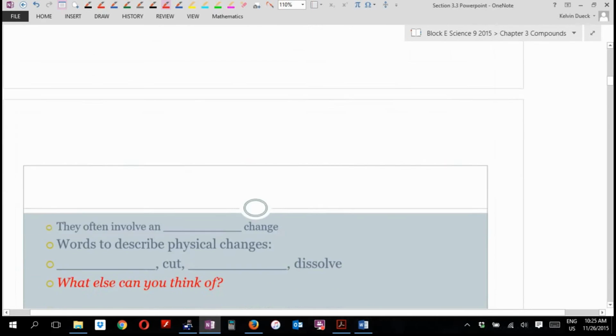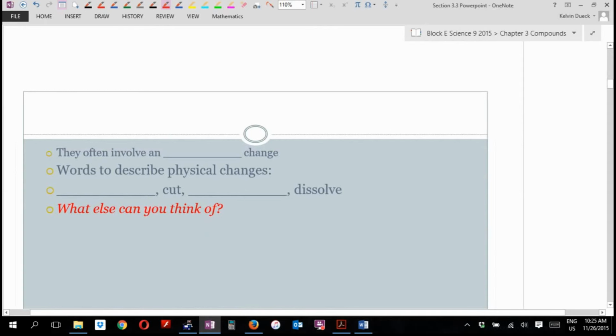Words, so I should also say, they often involve energy, because when you take energy away, an object becomes solid. When you add heat, it becomes a liquid or a gas. Some words to describe physical changes. Here's a physical change.